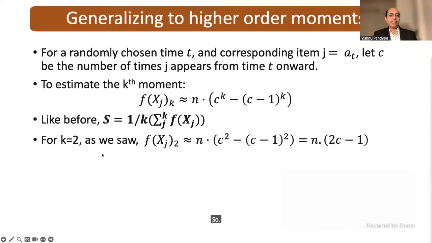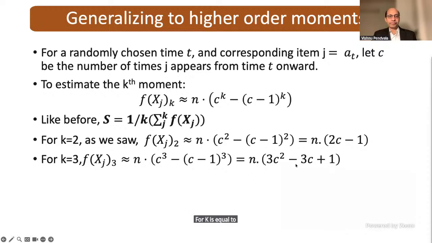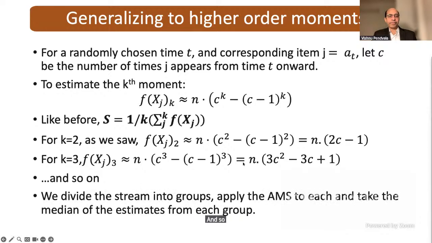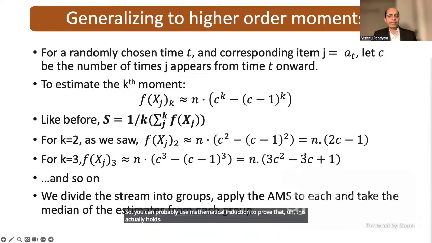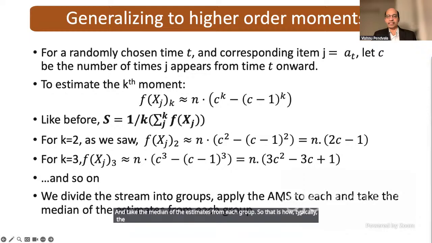So why does this work? Let us apply the formula for k equal to 2. For k equal to 2 it is c squared minus (c minus 1) squared, which is n times (2c minus 1). For k equal to 3, same thing, and so on. You can probably use mathematical induction to prove that this actually holds. So we divide the stream into groups, apply the AMS to each, and take the median of the estimates from each group. That is how typically the moments are calculated.